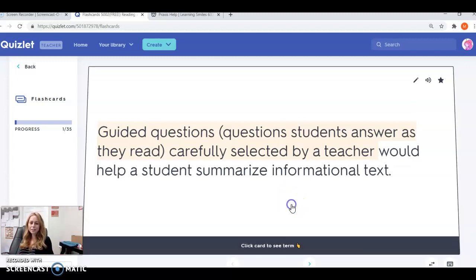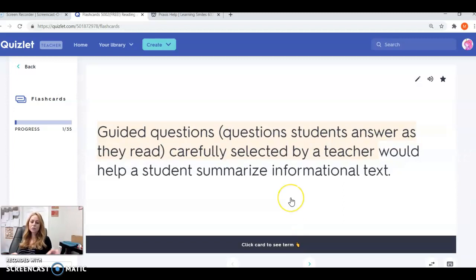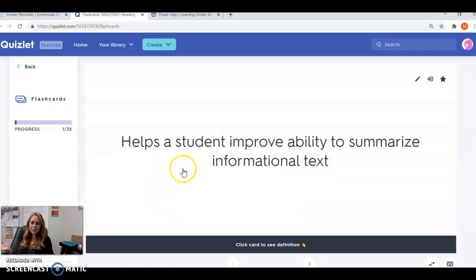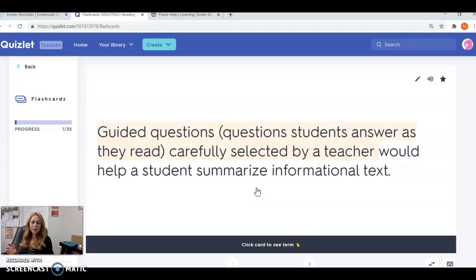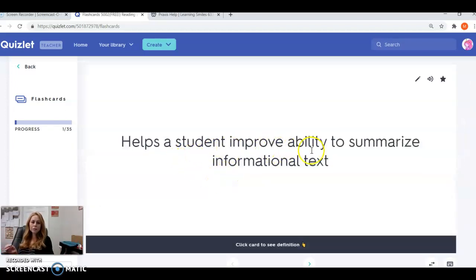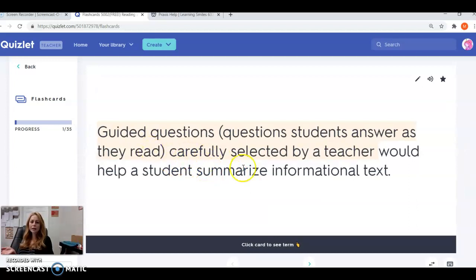If it is a comprehension issue, then you want to see: is it the vocabulary, did they not understand some of the words? Maybe you want to go over some of the words. Or is the level too high for them? Even if they're in 4th grade, they might still be at a 2nd grade reading level. So you might need to find something similar but at a lower reading level so they can actually understand what they're reading. Basically, if you want to help students improve summarizing, they're going to need those guided questions.